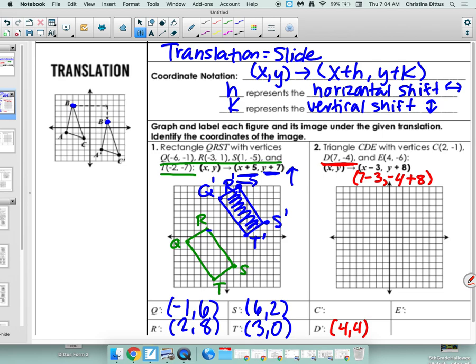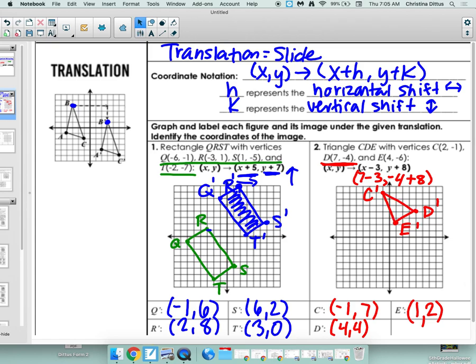So you can do the math version of it, or you can do the count it out version of it, I guess. So C prime 2 minus 3 is negative 1. Negative 1 plus 8, 7. E prime 4 minus 3 is 1. And then negative 6 plus 8 is 2. So that means that your image will be up here. So C prime, D prime, and E prime. So that's our image. The pre-image, where it started, is down here. D, 1, 2, 3, 4, 5, 6, 7. I missed that one.